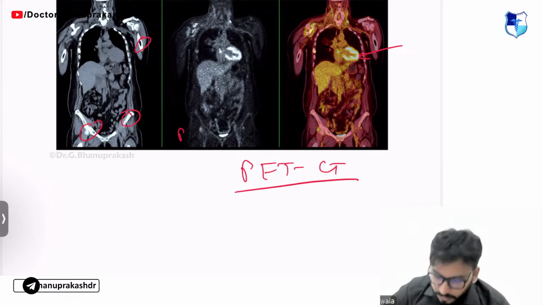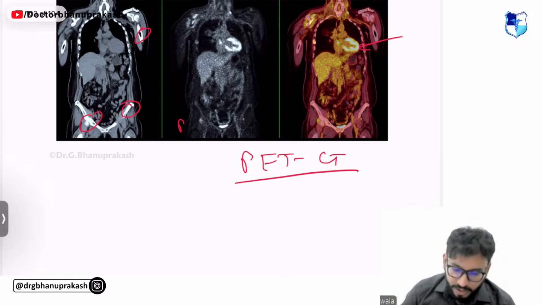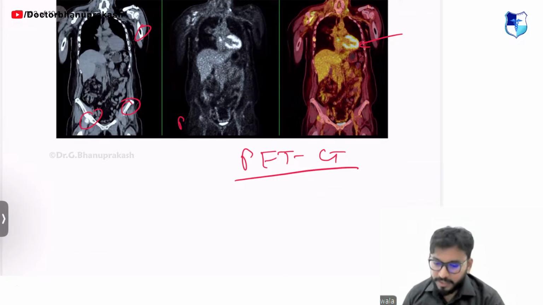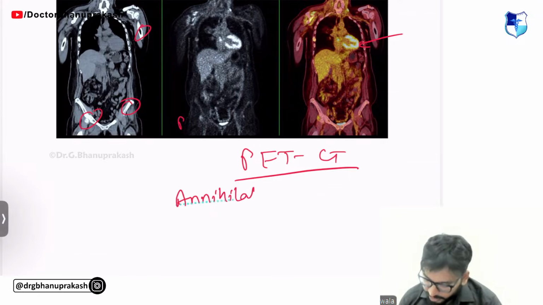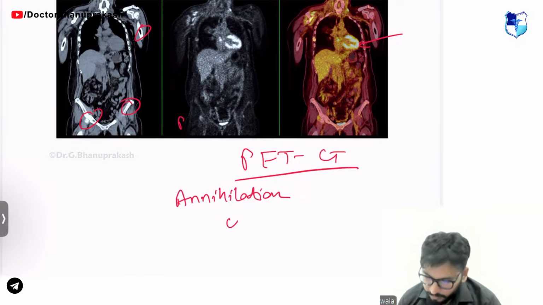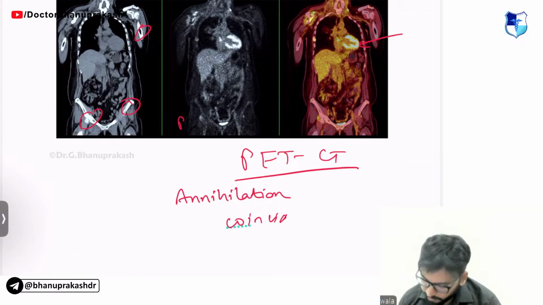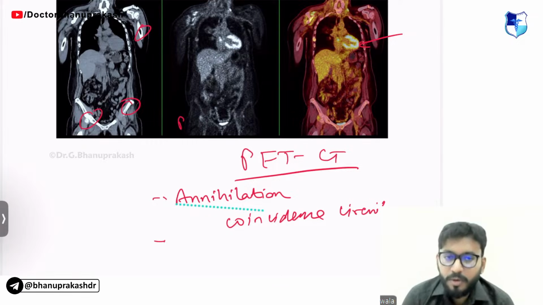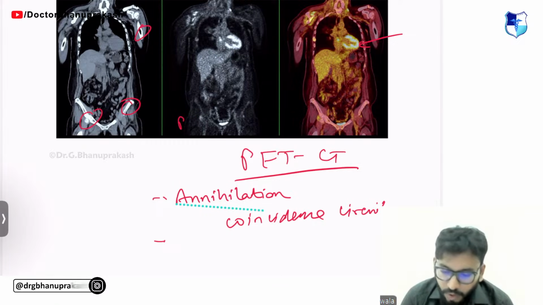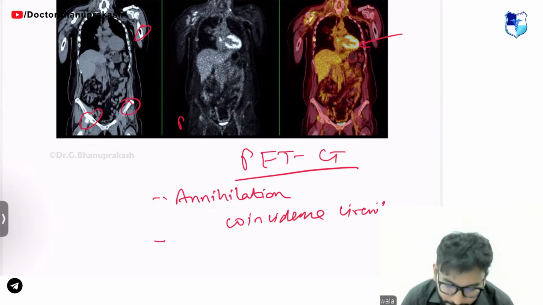What you need to know about PET CT is, what is the principle of PET CT? Come on guys, anyone? Okay, I'll tell you. It is annihilation coincidence circuit. That is the first question. The second question, what element is used? Come on guys, what molecule is used for PET CT?